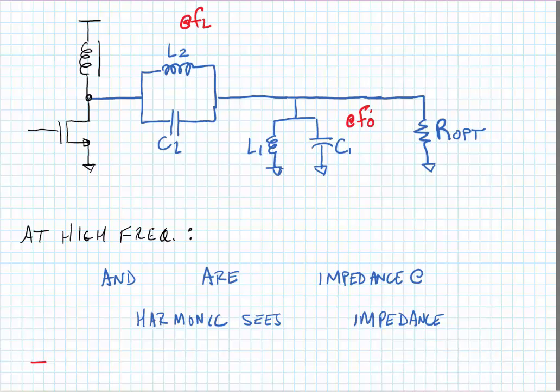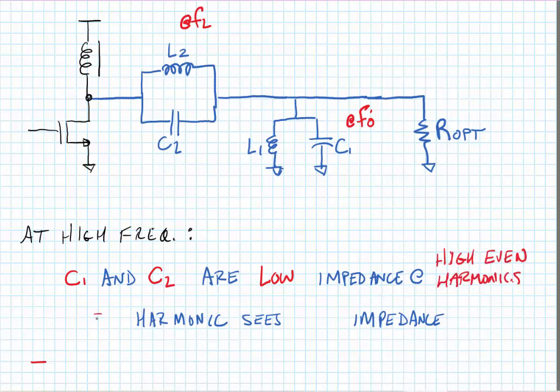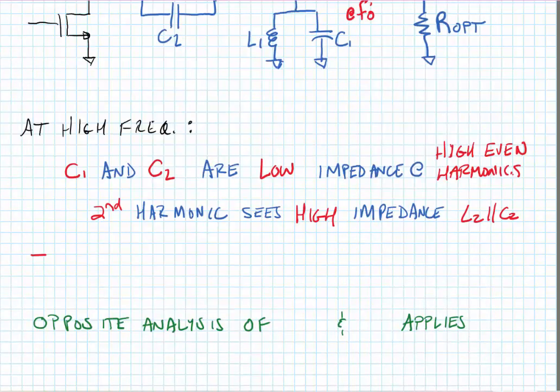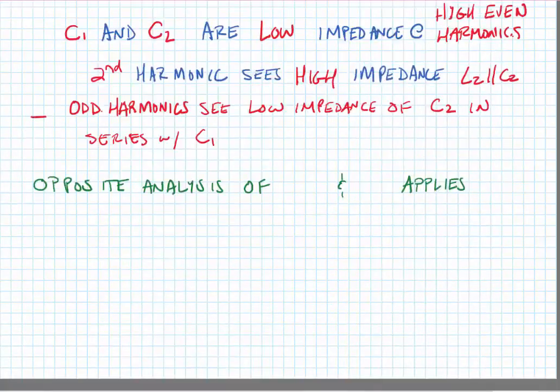Okay, so let's examine how this works. At high frequencies, C1 and C2 are low impedance. This means that they're low impedance at high even harmonics. Here, the second harmonic sees the high impedance of L2 in parallel with C2. In other words, that parallel resonant tank that's parallel resonant at F2. All of our odd harmonics see the low impedance of C2 in series with C1 at those higher frequencies.